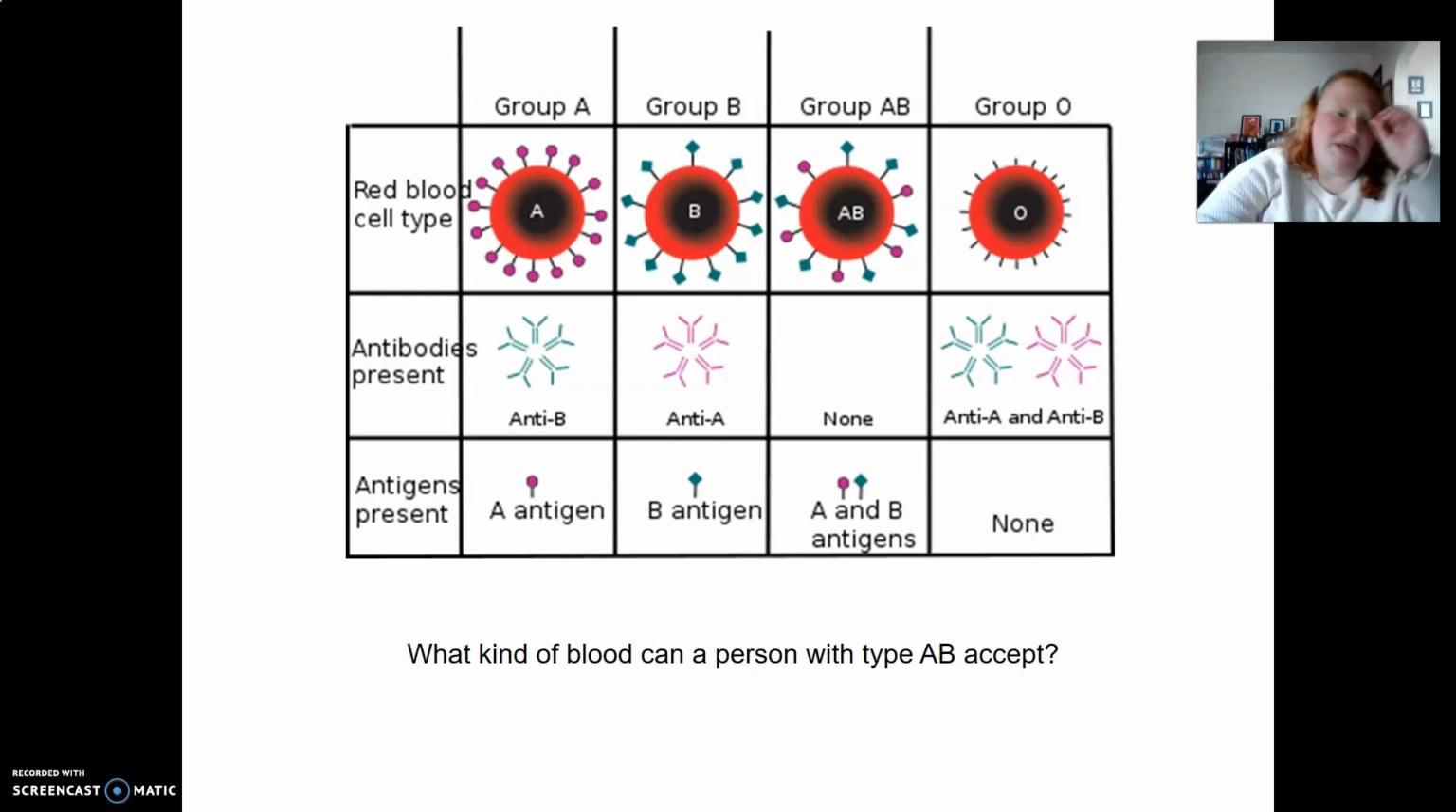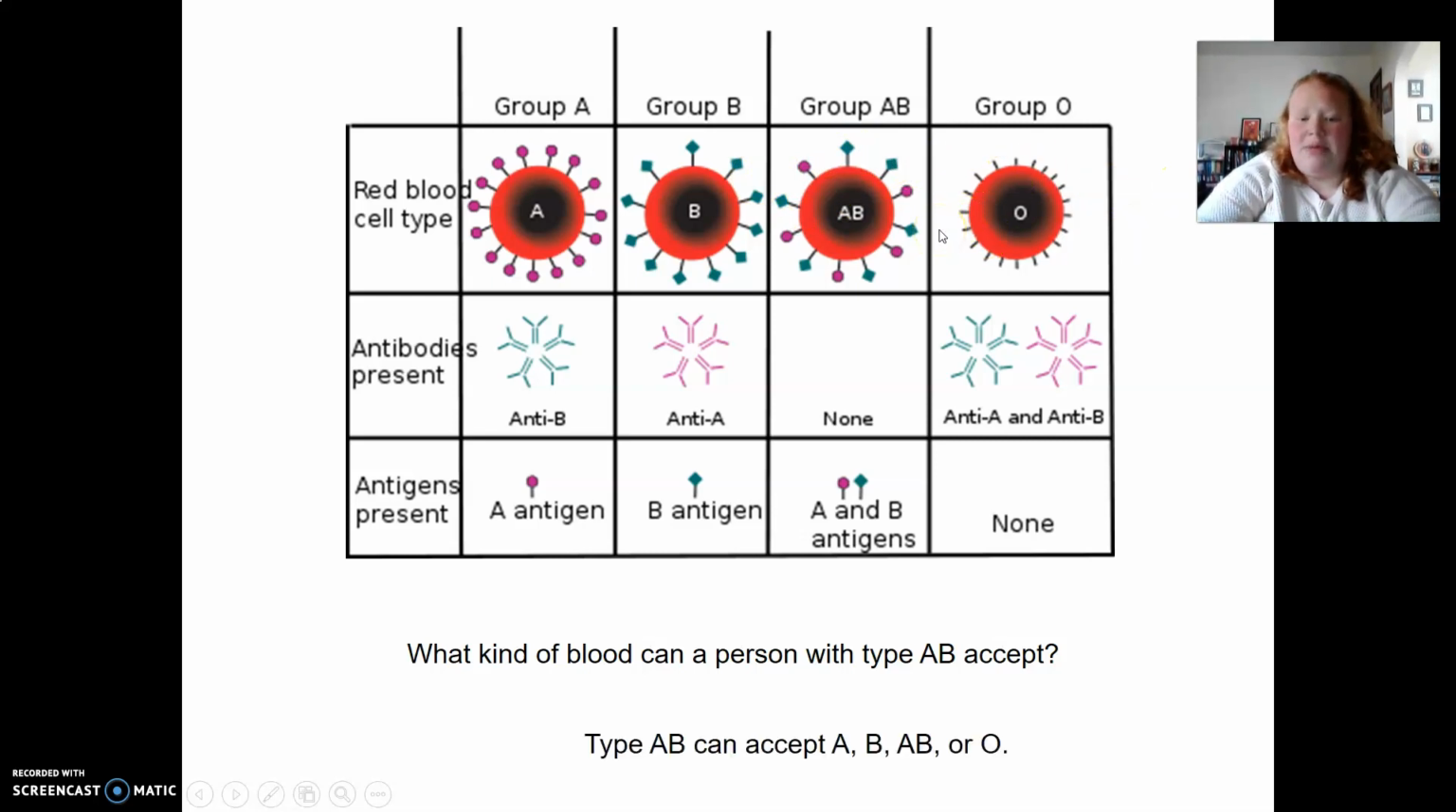Okay, type AB. So AB has A antigens and B antigens. So can it accept type A? Yes, because it has A antigens. Can it accept type B? Yes, because it has B antigens. Can it accept type AB? Also yes. And can it accept type O? Yes. So type AB can accept all the blood types.